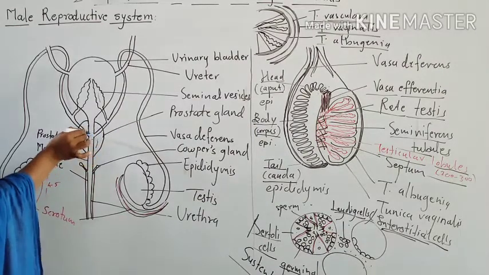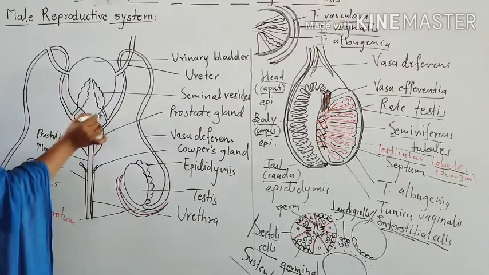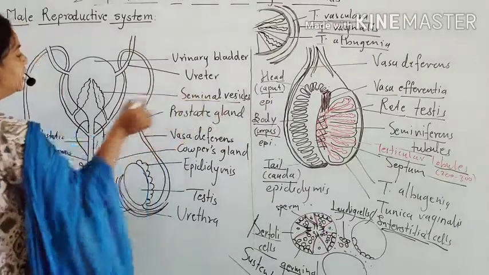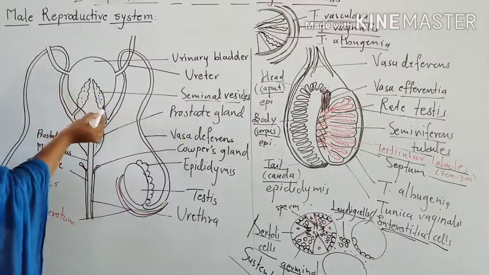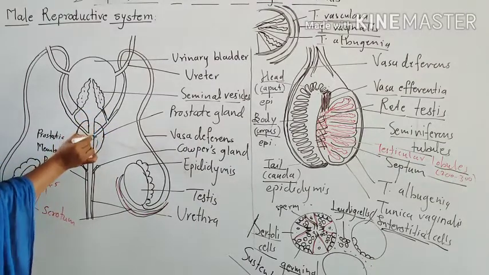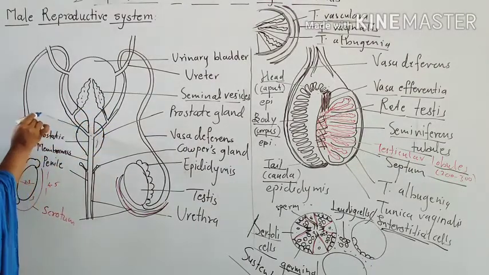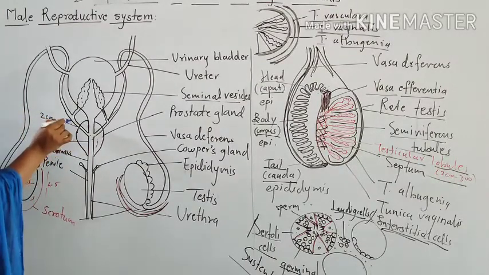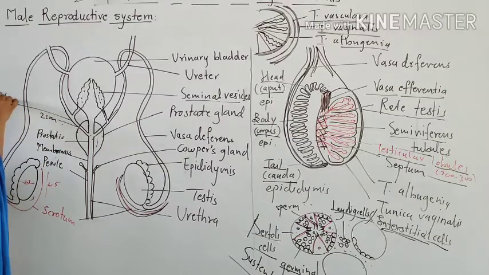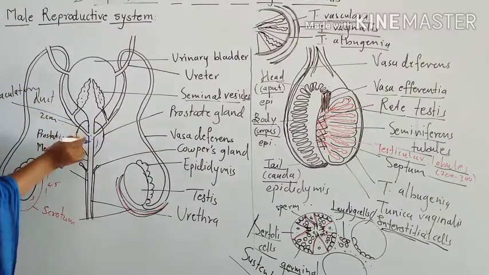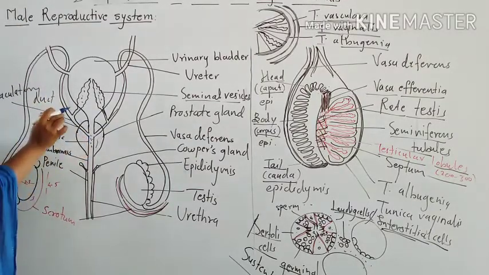Before opening into the urethra, it combines with the duct of the seminal vesicle. These are two glands; the seminal vesicle duct and this vasa deferens join and form this 2 centimeter long duct called the ejaculatory duct. It forcefully ejects the sperm into the urethra.